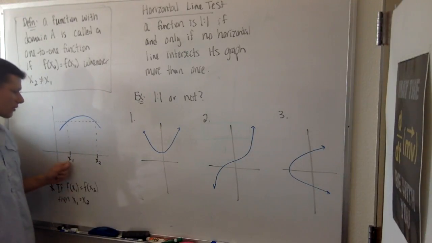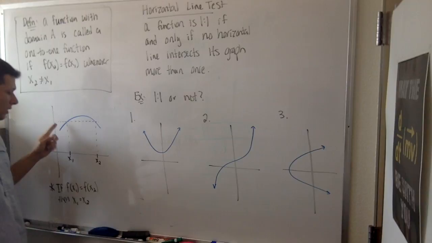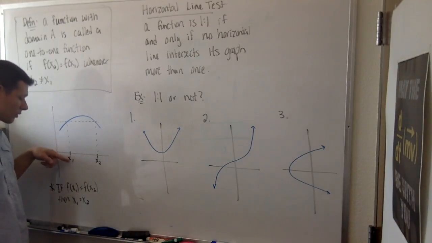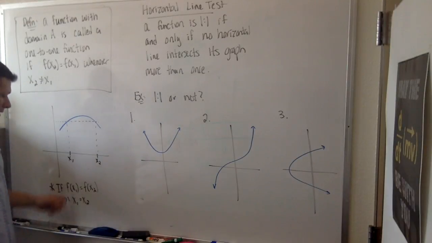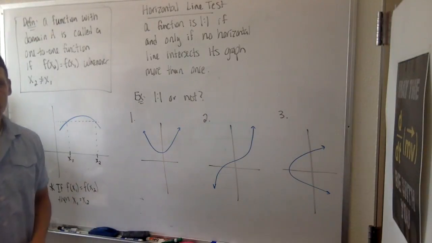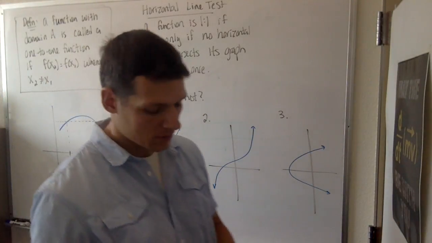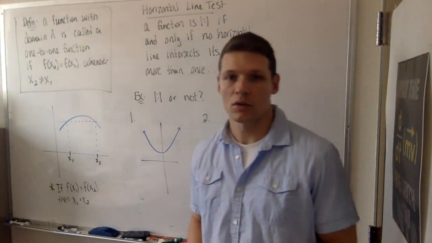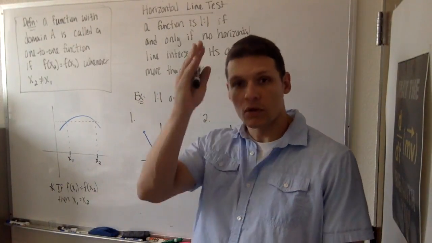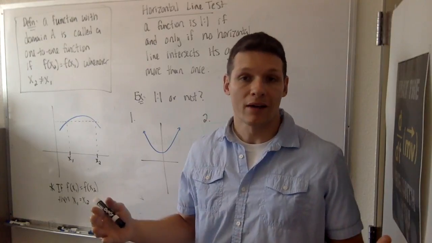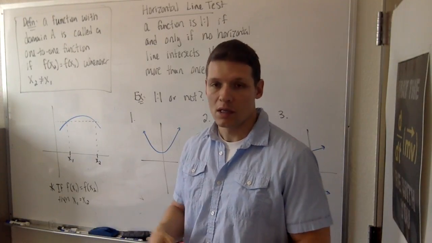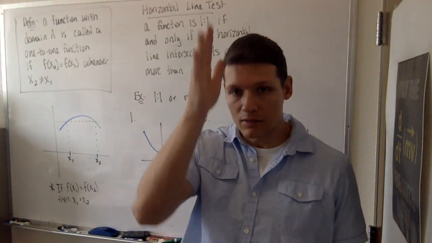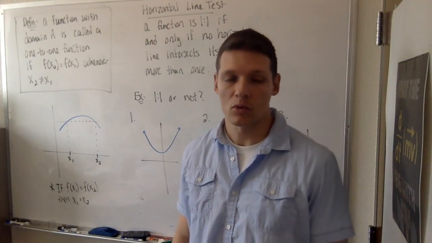For each x value, I have to have one and only one y value, but also for each y value, I have to have one and only one x. This y value has two different x's, so it is not one-to-one. This is similar to our test for the graph being a function, the vertical line test. If a graph passed the vertical line test, meaning any vertical line intersected that graph at most once, then it was the graph of a function.